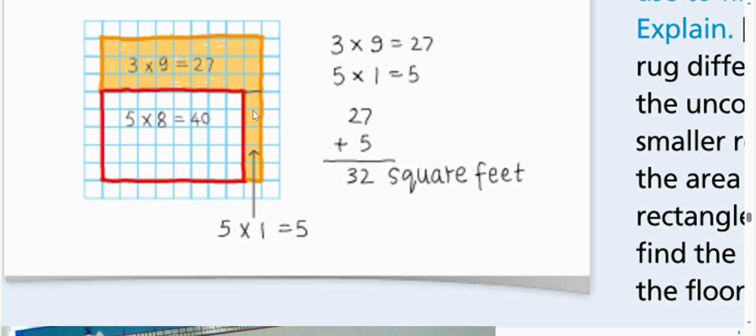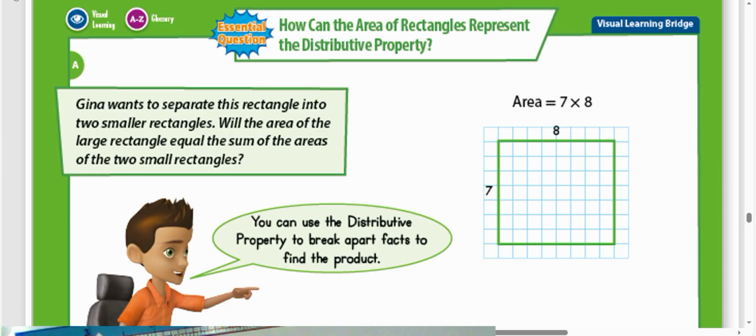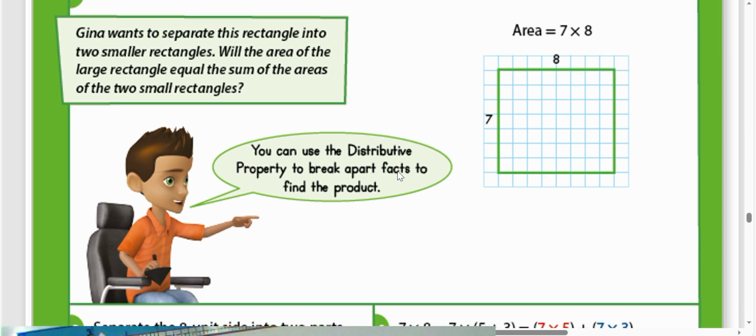We can count the number 1, 2, 3, 4, 5, like this in the corner. Look at the area of the rectangle representing the distributive property. Like this, we can divide this rectangle into two parts. 7 times 8 equals 56. I want us to separate this rectangle into two smaller rectangles. With the area of the large rectangle, the area will be 7 times 8 equals 56. We can distribute 8 as 6 plus 2 and then use the distributive property to find the answer.